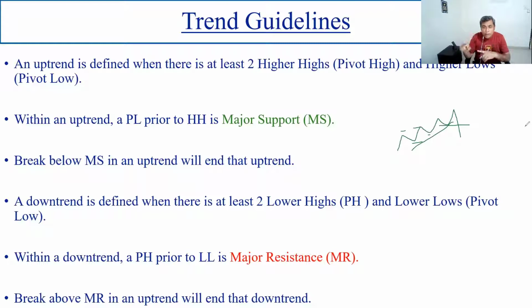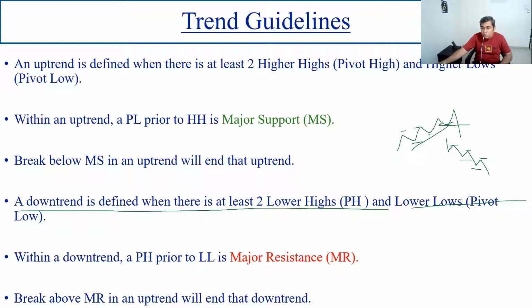But to have a downtrend, the rules apply in the same way as for the uptrend. A downtrend is defined when there are at least two lower highs, pivot high, and lower lows, pivot low. So what is a downtrend? When you have at least two lower highs and two lower lows, right? So we have three lower highs here and we have two lower lows here. This is called a downtrend, which is not the case in this example.